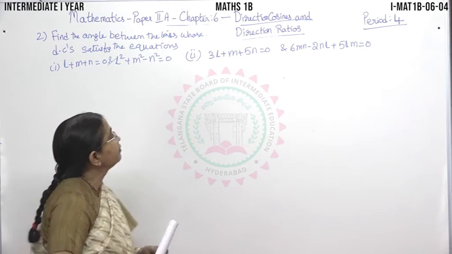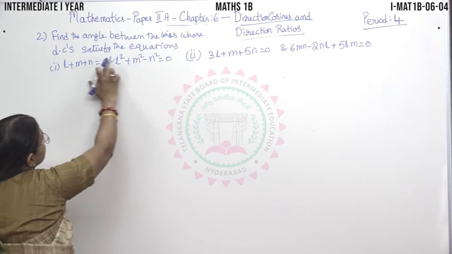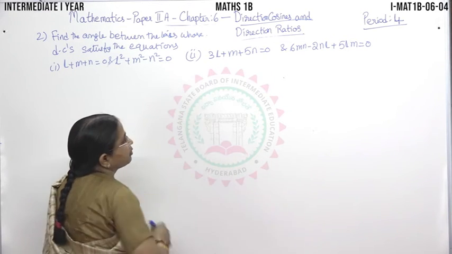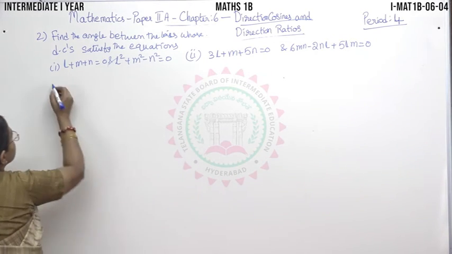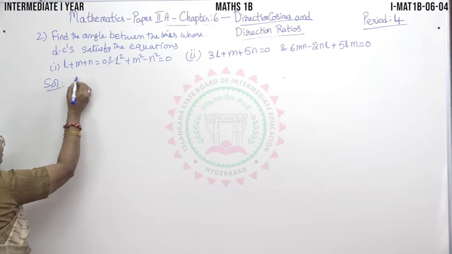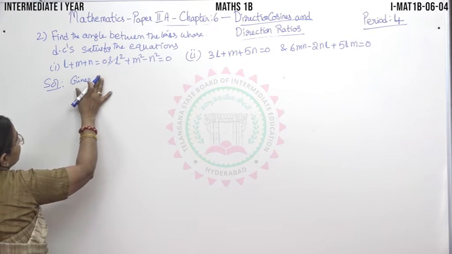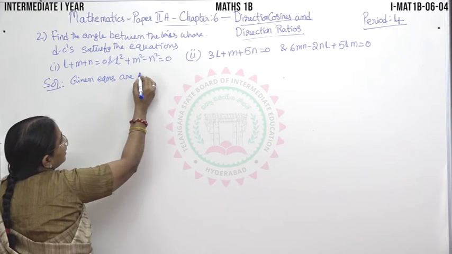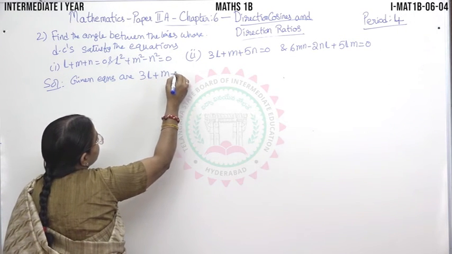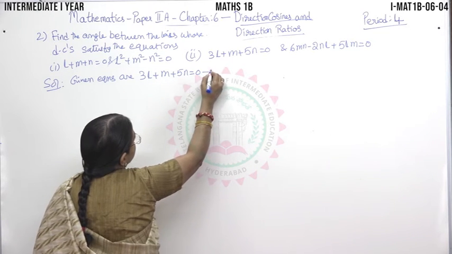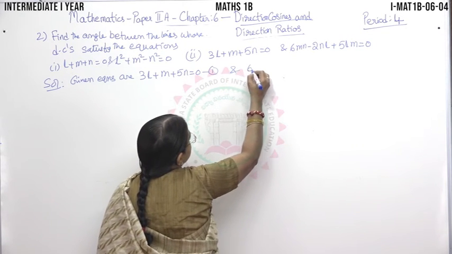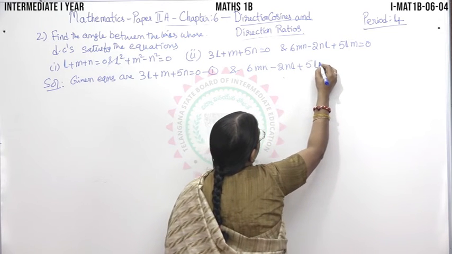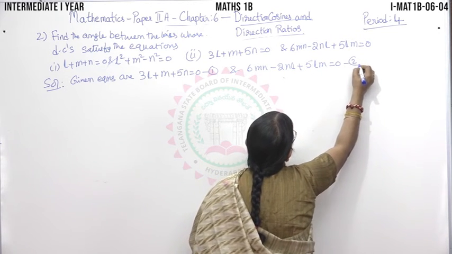Now find the angle between the lines whose direction cosines satisfy the equations. This is one bit and this is the second bit. We'll do the second bit now. So what is it? First we'll take the equations we are given. They are 3L plus M plus 5N is equal to 0. This is the first equation. And 6MN minus 2NL plus 5LM is equal to 0. Second equation.